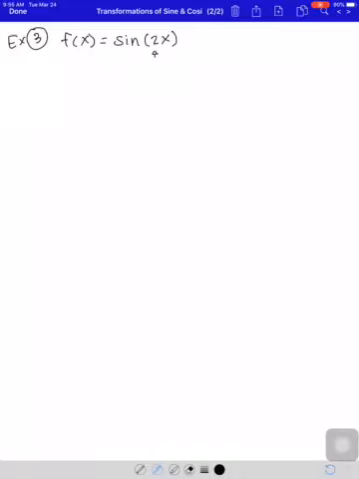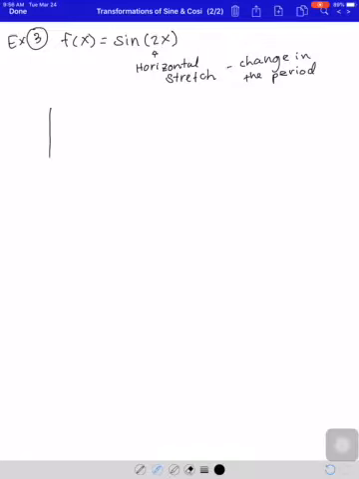And what this does, instead of vertically stretching or shrinking our graph, is give us a horizontal stretch. Well, what does a horizontal stretch do to a sine wave? It changes the period. So what we're going to have here is a change in the period.